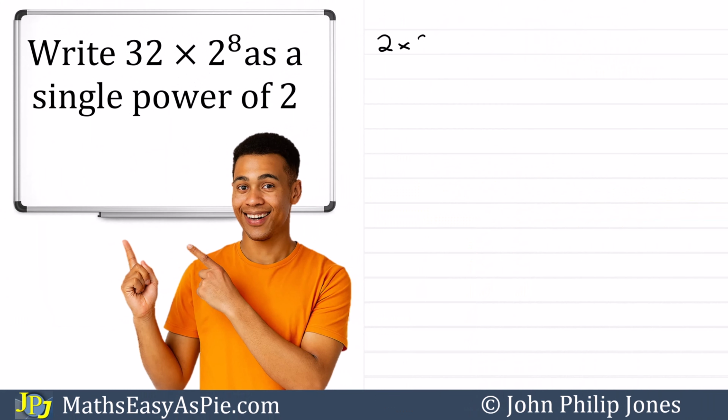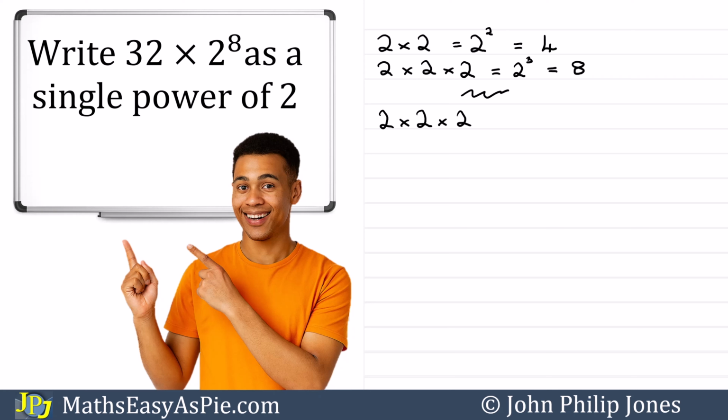Well, we know that 2 times 2 can be written as 2 to the power 2, which is 4. And if I carry on to the next line, 2 times 2 times 2 is 2 to the 3, which we know is 8. I could show another example, but I wish to move on to show you this, that 2 times 2 times 2 times 2 times 2, which is 2 to the 5, is equal to 32.